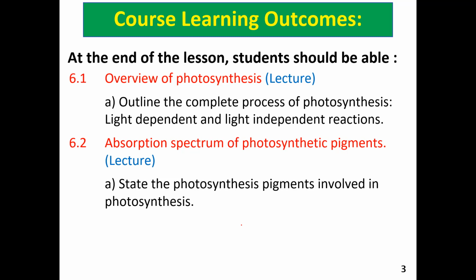But in our lecture, we just cover only 2 subtopics, which are overview of photosynthesis and absorption spectrum of photosynthetic pigments. So in 6.1, which is overview of photosynthesis, the student needs to know how to outline the complex process of photosynthesis involving the light dependent and light independent reaction. In 6.2, which is absorption spectrum of photosynthetic pigment, the student will learn about the photosynthetic pigment involved in photosynthesis.